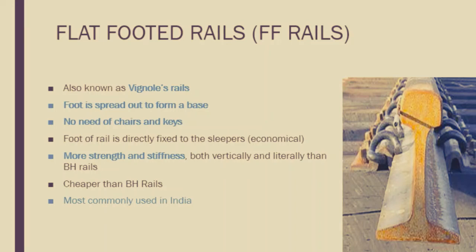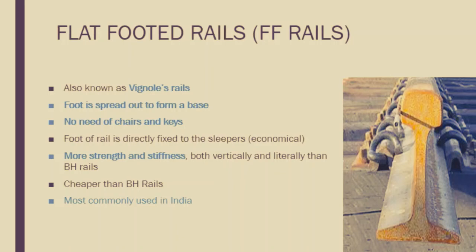The main peculiar feature of this rail is it has more strength and stiffness than the other two rails. So it is strong in both the vertical and lateral directions. It is cheaper than DH rails. Why is it cheaper? It eliminated the chair and key arrangement. So we can fix these rails directly to the sleepers. So that made this section economical. It is widely used in India. In our country, we are using this type of rails nowadays.